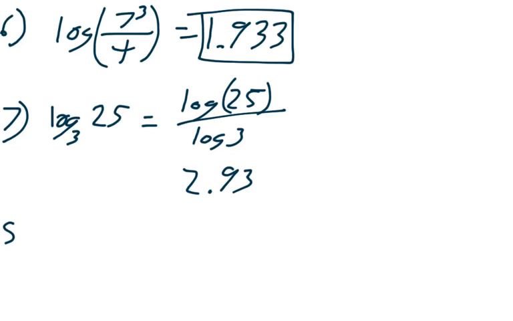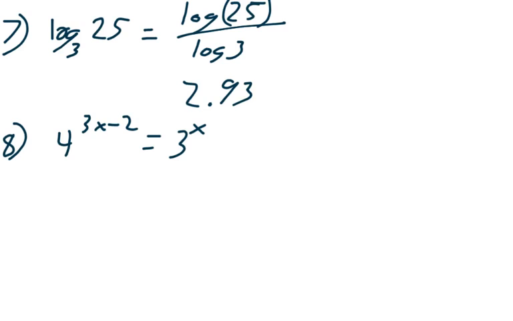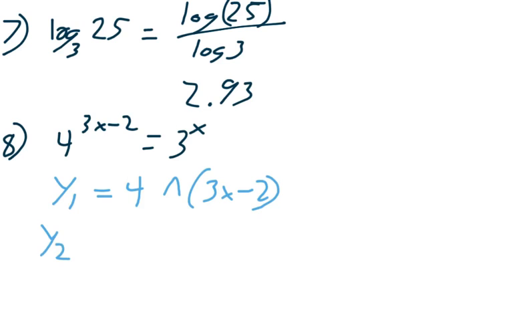For problem number 8, we have 4 to 3x minus 2 equals 3 to the x, and it says you can use your graphing calculator to find. So we're going to do 4 to the 3x minus 2 in parentheses. If you're not sure if your operating system can handle it not in parentheses, it's always wise to put it in parentheses. And then in y2 you just put 3 to the x.